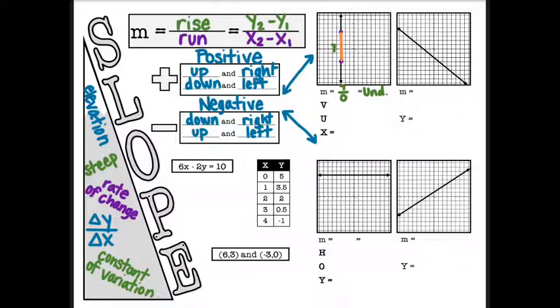So one thing that helps me when I'm looking at a vertical line is I remember that the slope is always going to be undefined, and the equation of a vertical line is always going to be x equals some number. In this case, x equals -3. So the word VUX helps me remember that a vertical line always has an undefined slope, and it's always an x equals equation.